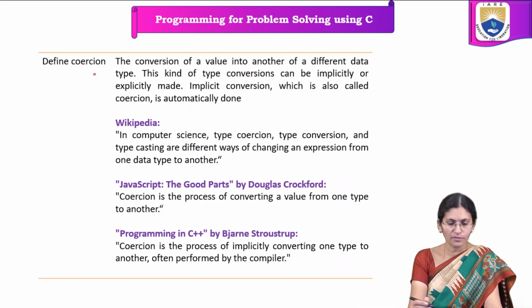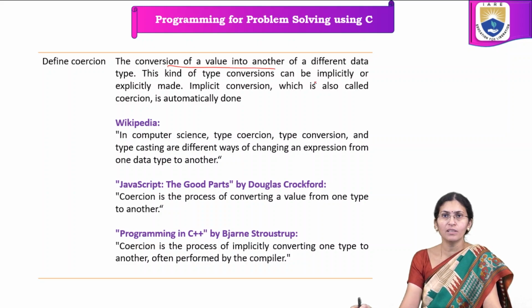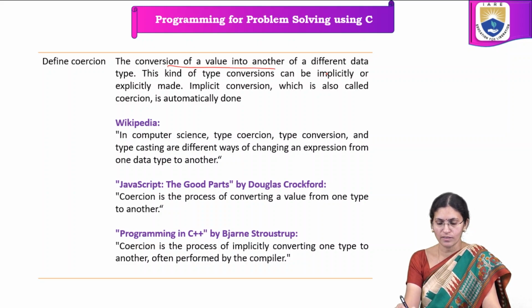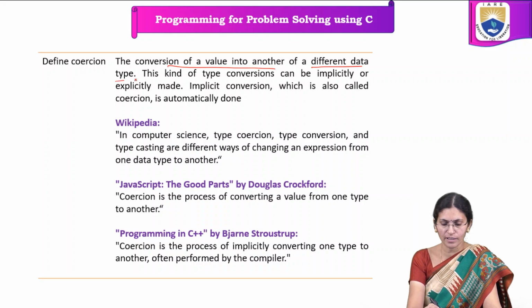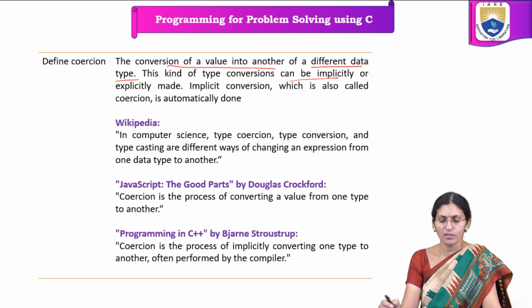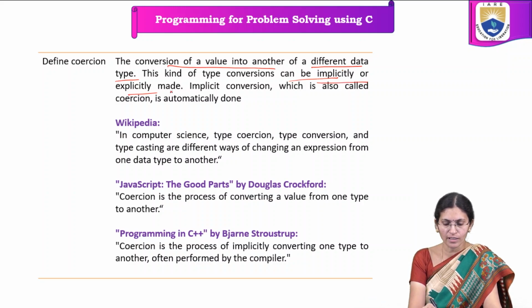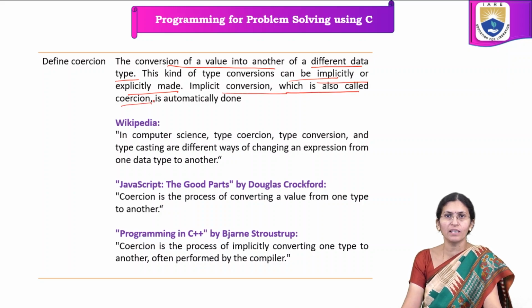Next, let us see the definition of coercion. It is the conversion of a value into another type, a different data type. So this kind of conversion is converting the data type from one type to another. It can be implicit or it can be explicit. Implicit conversion, which is also called coercion, is automatically done.